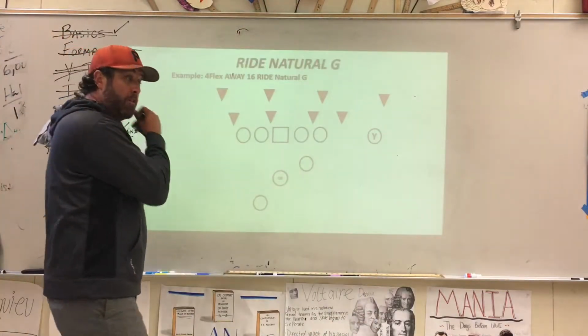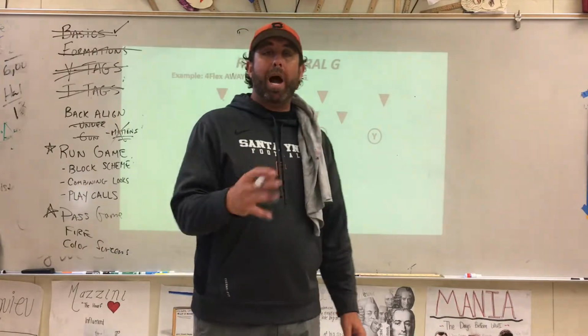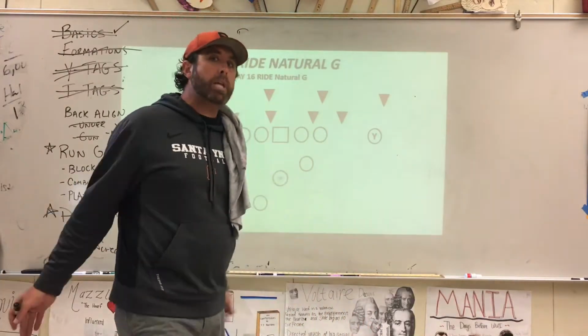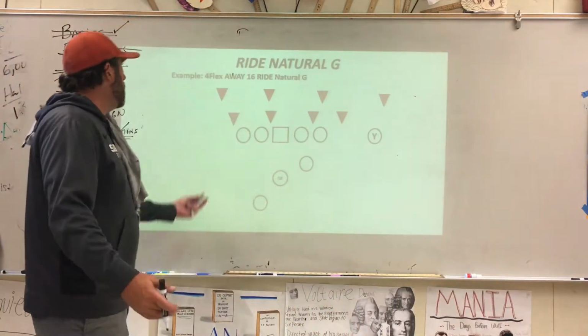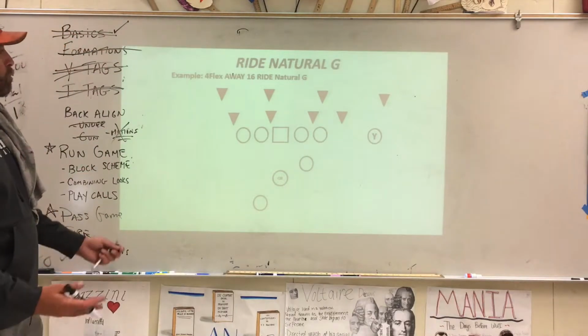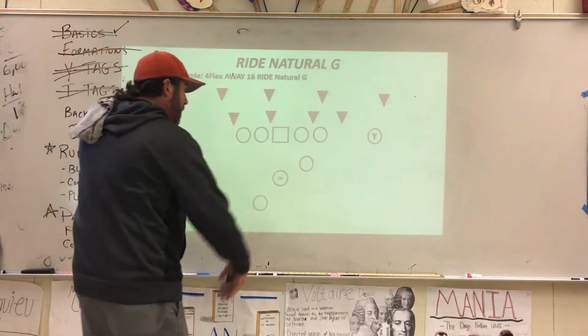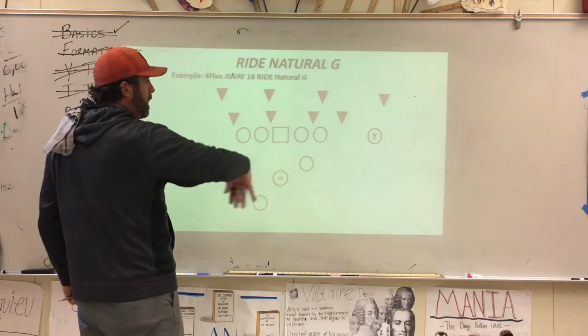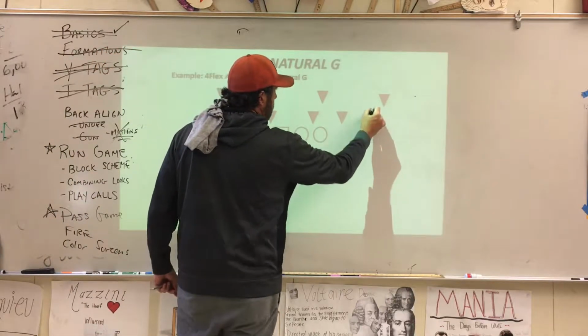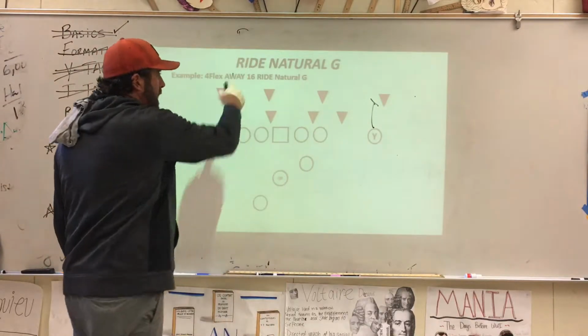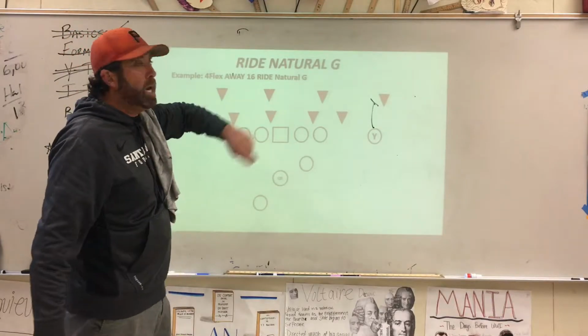All right, another variation off of this is the ride natural G. So your line here is natural G, they're still blocking it. So 4 flex away, 16 ride natural G. We've been running the 26 natural G, and now what we're going to do is block the natural G, because that's what the lineman do here, 16 ride natural G.